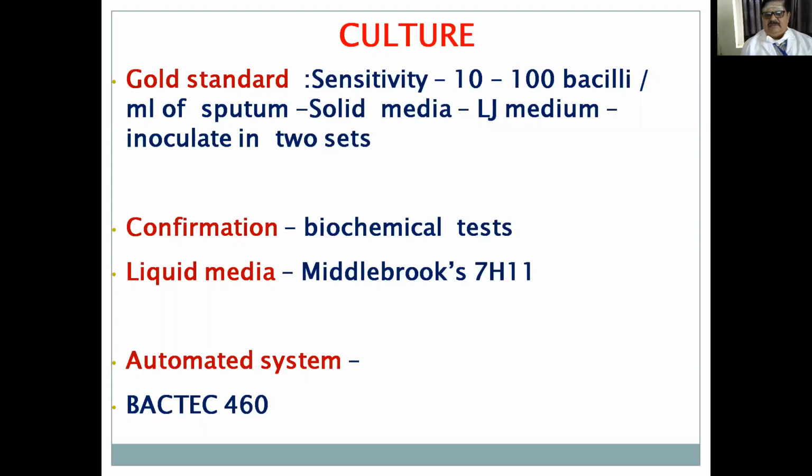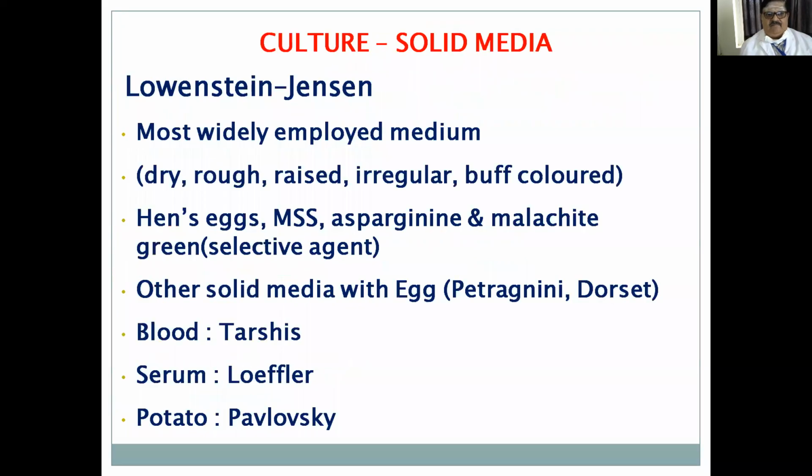Liquid medium means middle groups 7H11, and automated systems like Bactec 460 and Bactec alert. We'll see the advantages and disadvantages shortly. On Lowenstein-Jensen's medium, the most widely used medium, the colony description is dry, rough, raised, irregular, buff-colored cones. So dry, rough, and tough, buff. This is the description you have to remember.